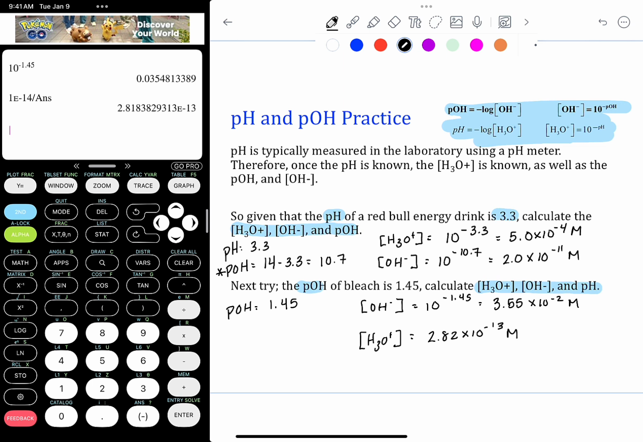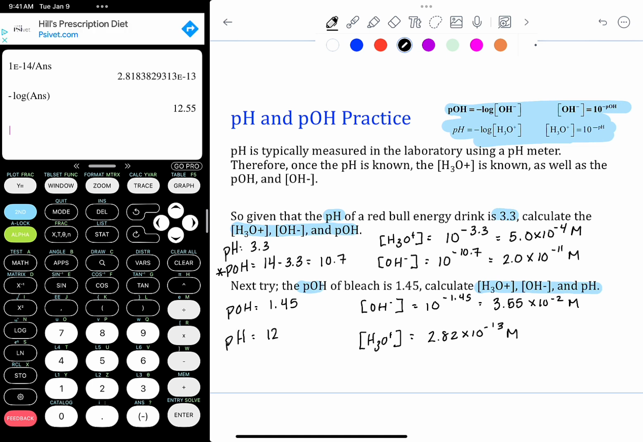And then we can use that H3O+ concentration to do the negative log of that concentration to get our pH, which is equal to 12.55. So I went a little bit different this time.